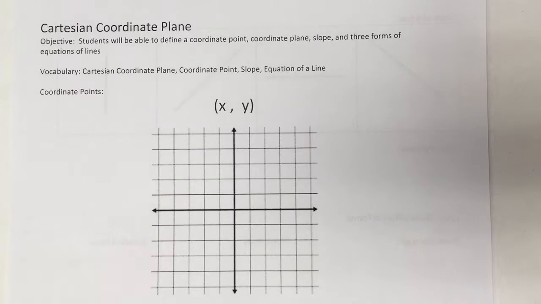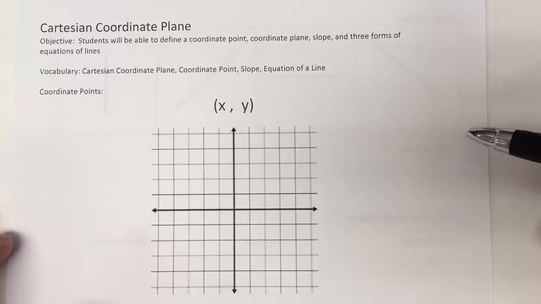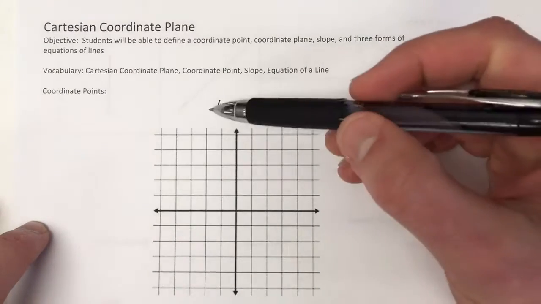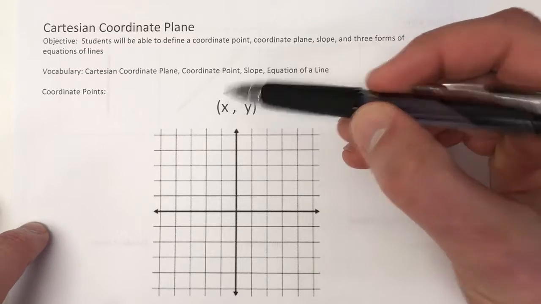And so as you're looking at this, our objectives: students will be able to define a coordinate point, coordinate plane, slope, and three forms of equations of lines. The vocabulary you're going to hear fairly often is Cartesian coordinate plane, coordinate point, slope, and equation of a line. And so the first thing we need to truly understand is what is a coordinate point. A coordinate point is an ordered pair.